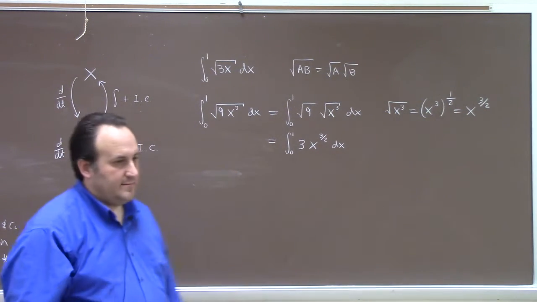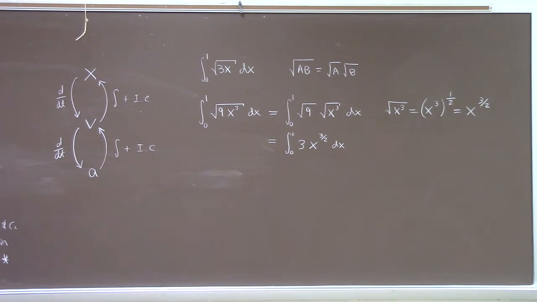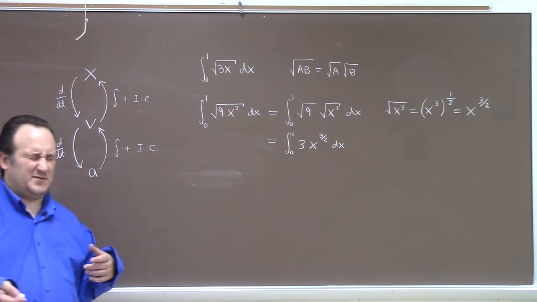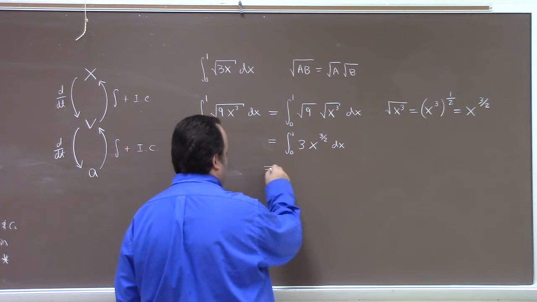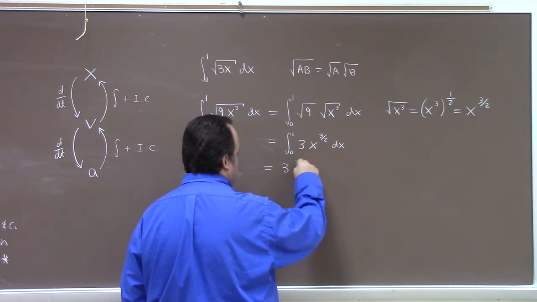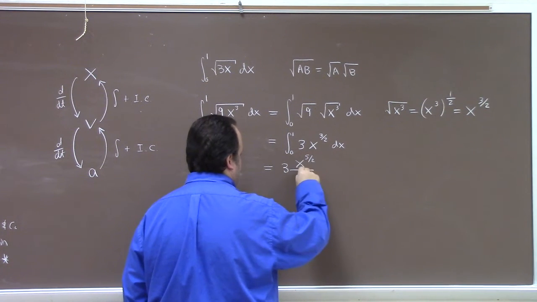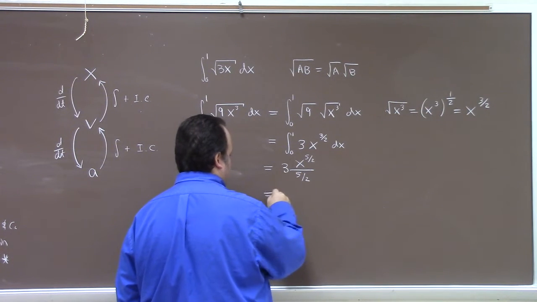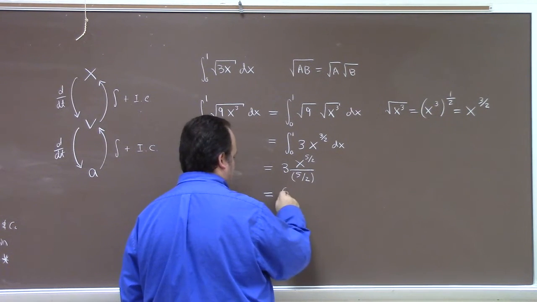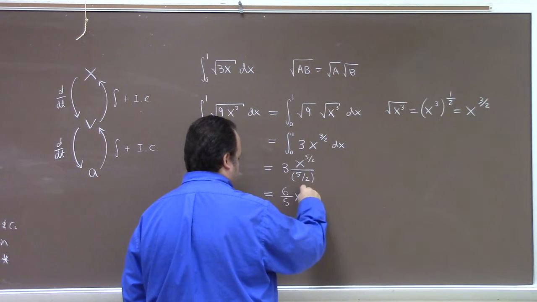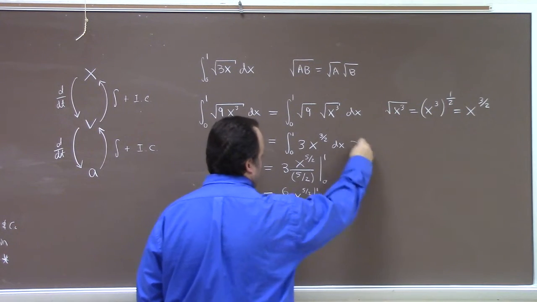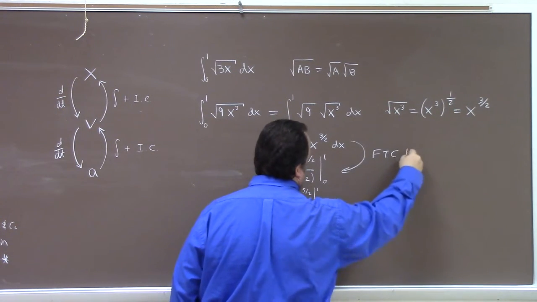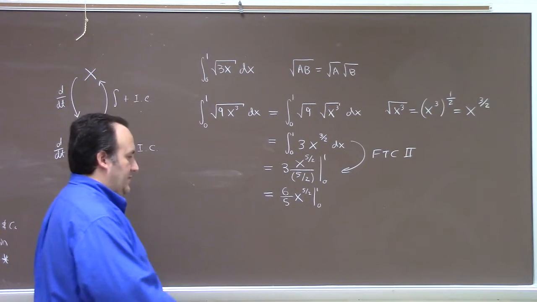Then how do I integrate x to the 3 halves? I have to do what? I have to add 1 and then divide by that power, whatever it is. 3 halves plus 1, I believe, is going to be 5 halves, right? So we get 3 times x to the 5 halves divided by 5 halves, which is really just 6 over 5 x to the 5 halves. FTC2 says I have to evaluate from 0 to 1, right? And that just gives me 6/5.